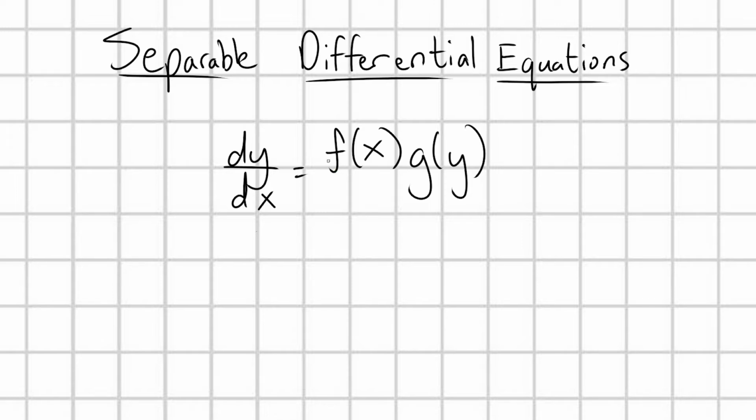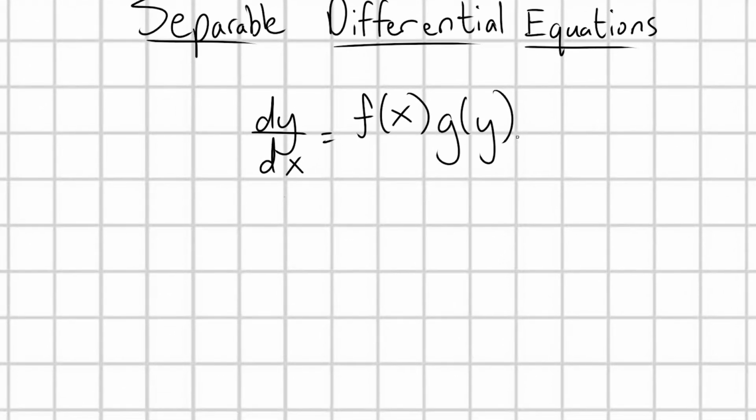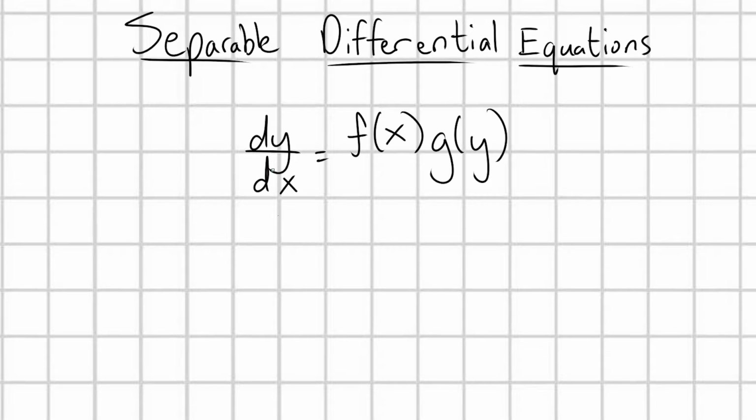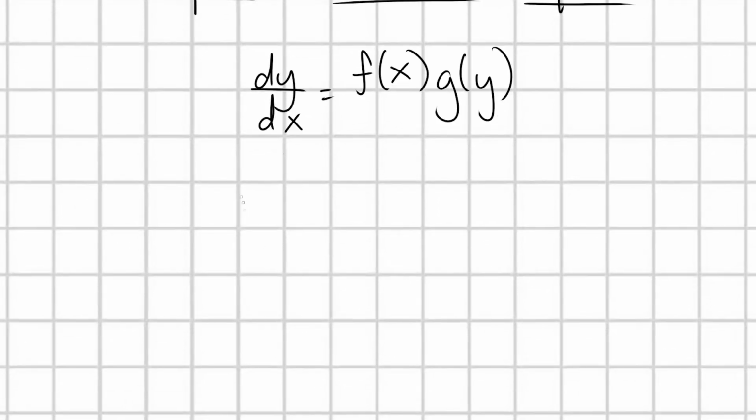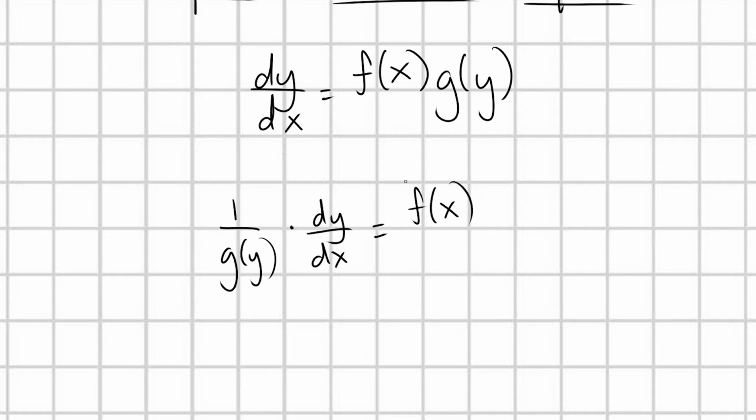So a separable differential equation has this form: dy/dx is equal to f(x) times g(y). In order to solve a differential equation of this form, what we first can imagine doing is let's go ahead and divide both sides by g(y). If we do that, we're going to be left with 1 over g(y) times dy/dx, and this is going to be equal to f(x).